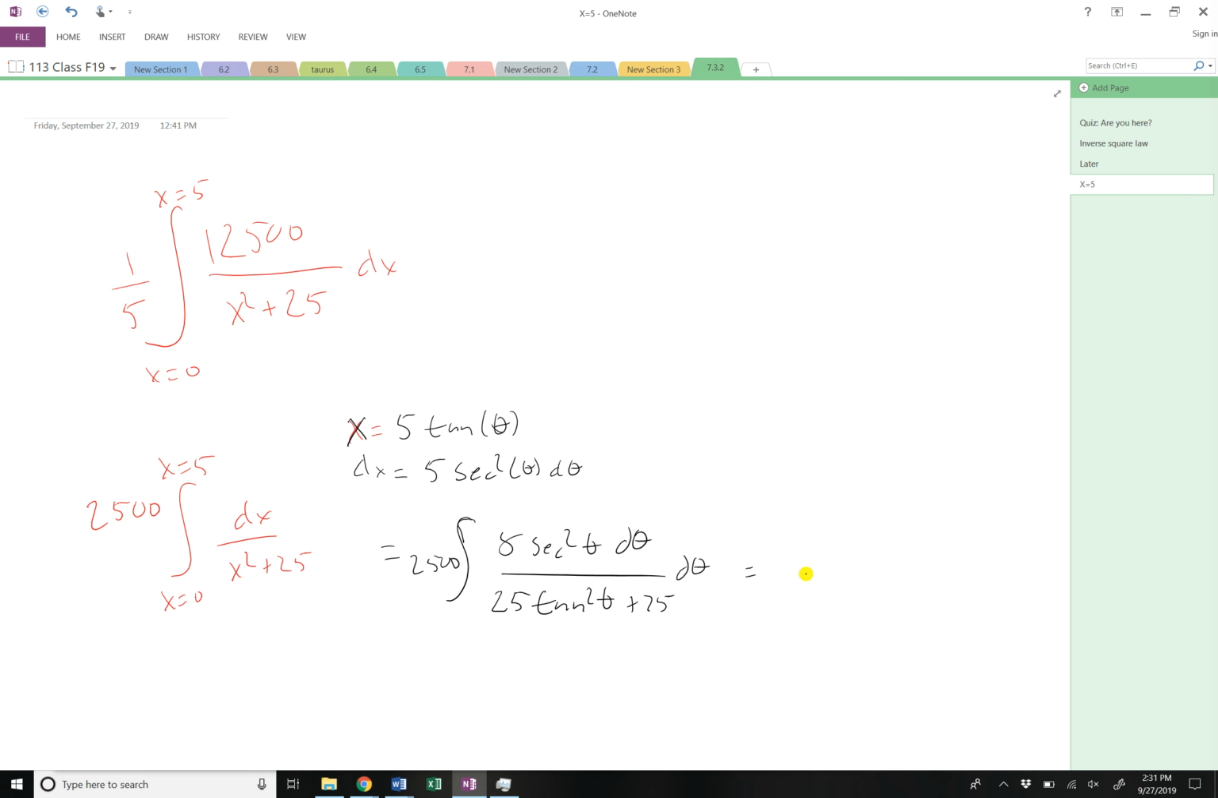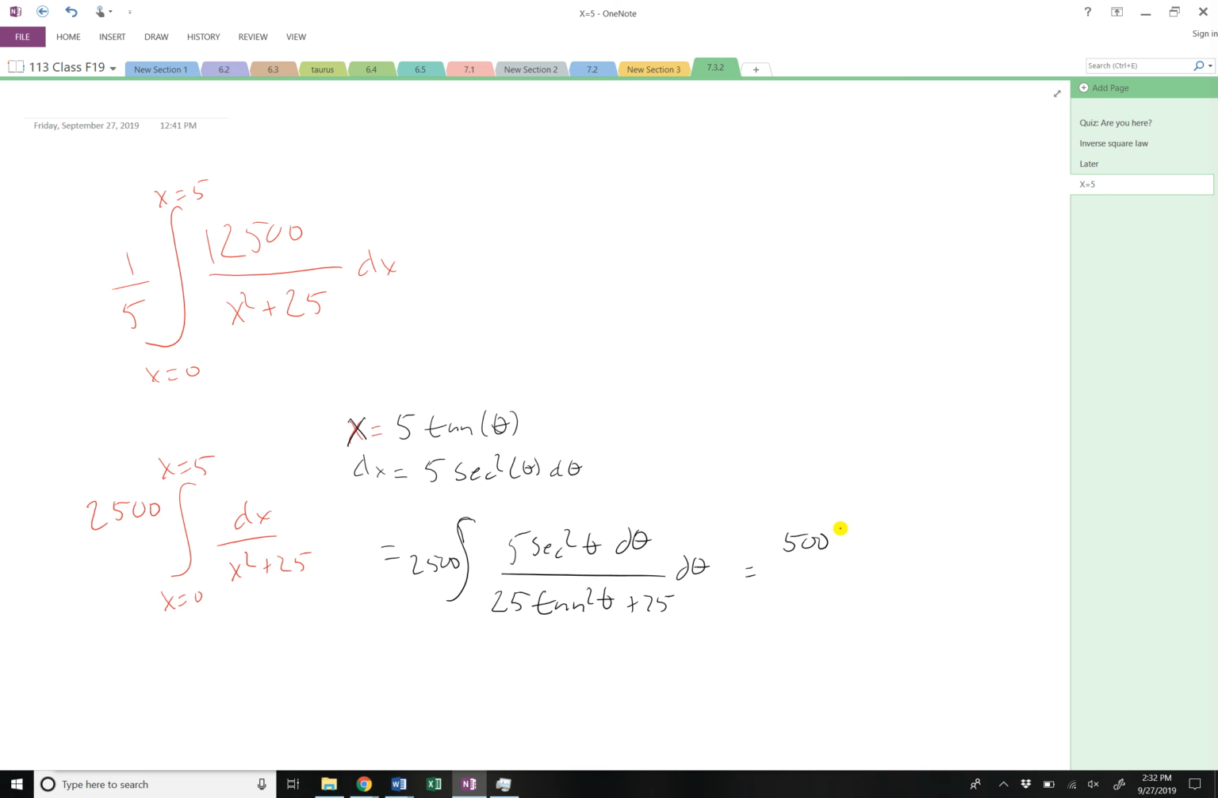So we're going to convert back to x's. I would do that with my triangle, but actually I don't have to do it in this case because I don't have trig functions. I just have to go back and solve for theta. I go back to my original substitution, x over 5 equals tangent of theta. And so I have to take the inverse tangent of both sides.